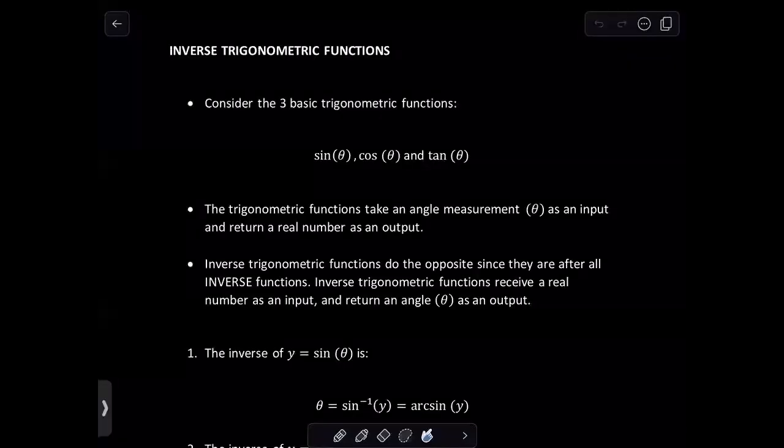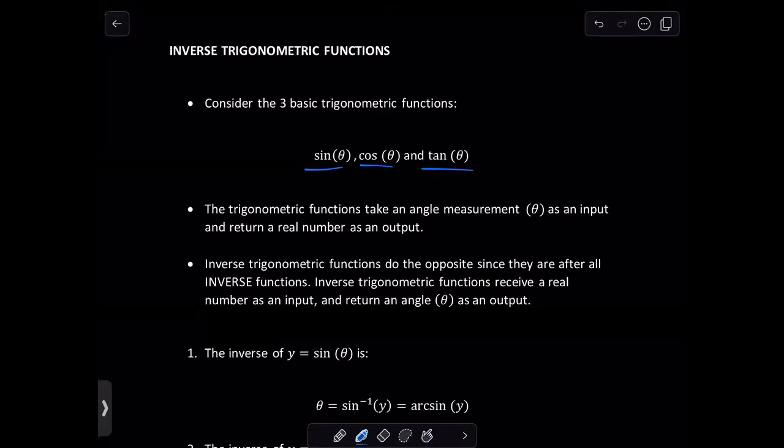All right, let's cover inverse trigonometric functions. So let's consider the three basic trig functions that you should know: sine of theta, cosine of theta, and tangent of theta. Those are the basic three trigonometric functions.